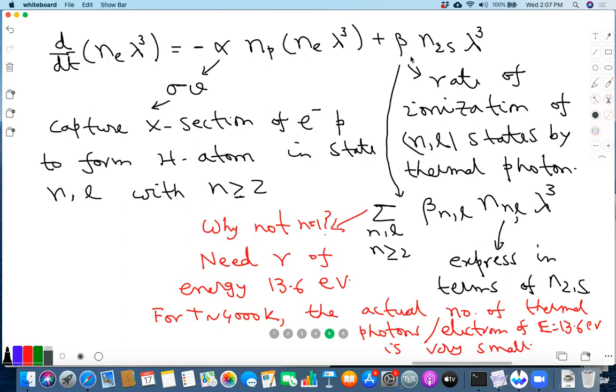I think when you write down the N1s equation, it will become clearer, because the N1s equation will get its major contribution from these NL states, in particular 2s and 2p states. Their densities are important. There is a small probability that N1s will get excited by a thermal photon to the 2s and 2p states, but that contributes very little. So N1s buildup is not done by N1s, but by the other excited states. So if you make a small error in N1s at the initial stage, it will not really affect things very much.